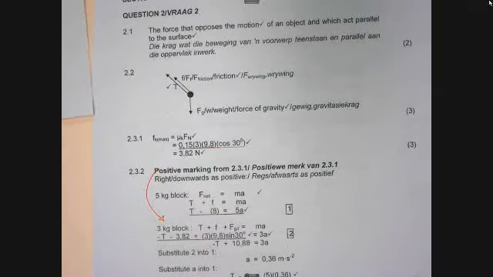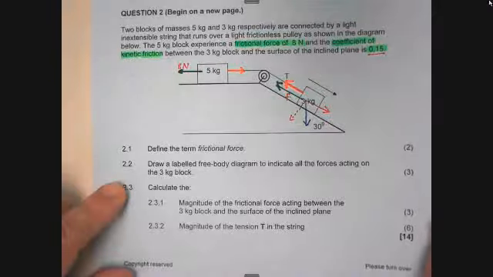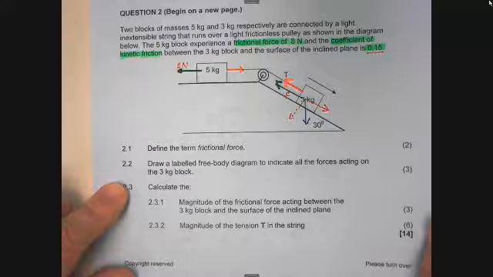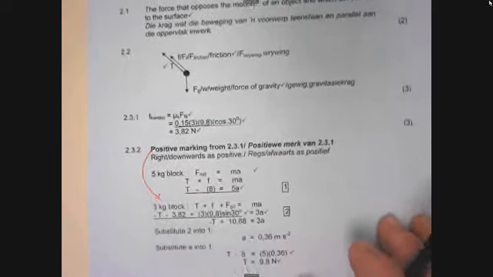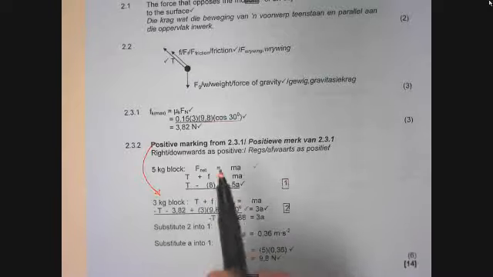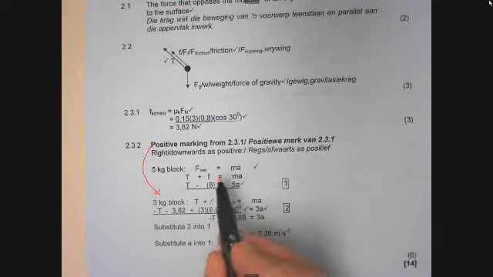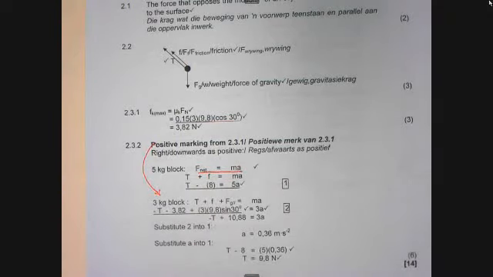The next question then is the question that you expected to get: calculate the magnitude of the tension in the string. So you must calculate T. And therefore, you must make use of two equations, one for each block. The first mark is on the basic formula for Newton's second law, so 1 mark there. Then we have allocated the marks as such.